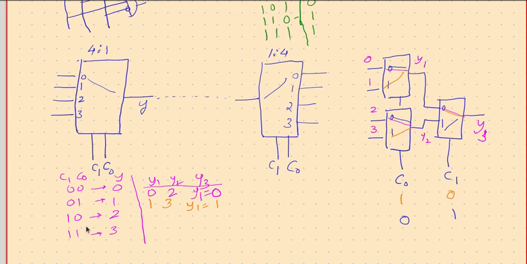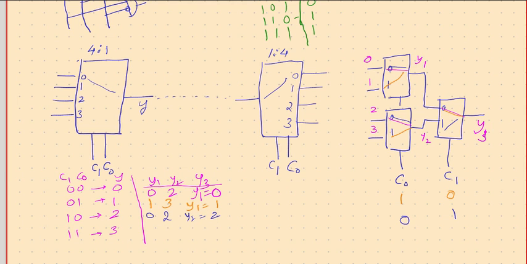Therefore, when C1 is 1 and C0 is 0, then Y1 gets 0, Y2 gets 2, and Y3 comes from Y2, and therefore it is 2. So for 1 0 we wanted a 2, we are getting a 2.